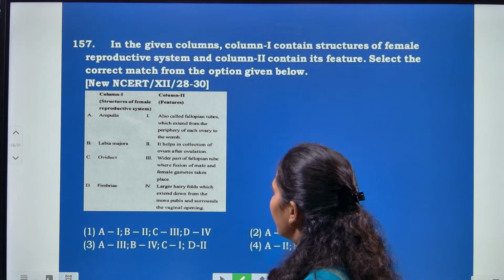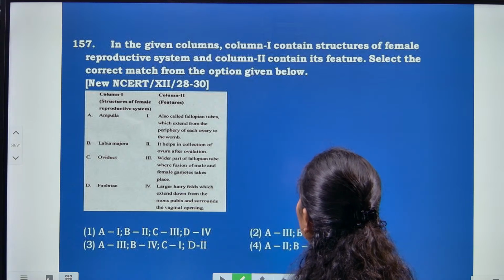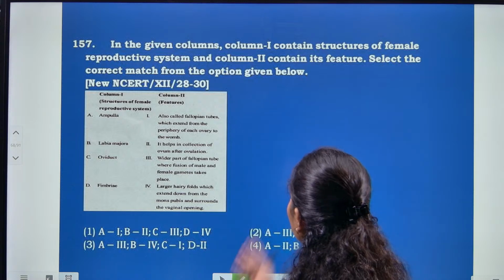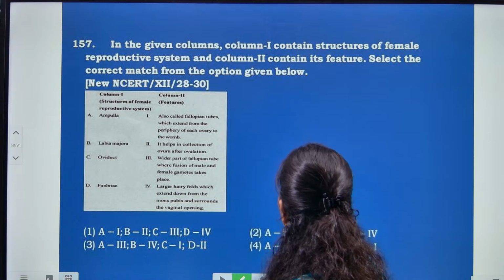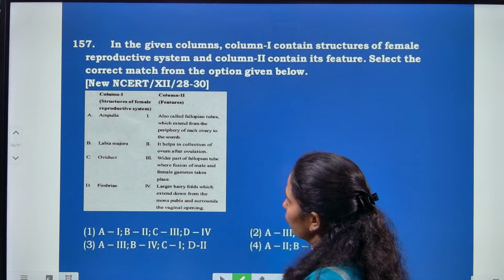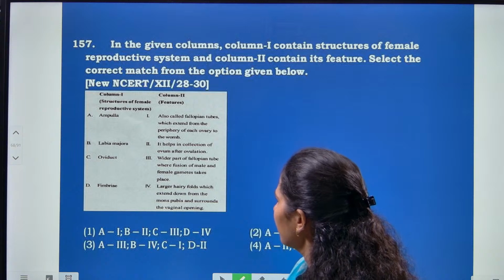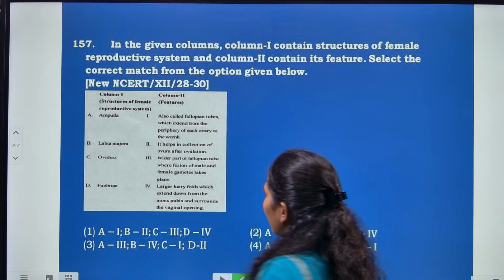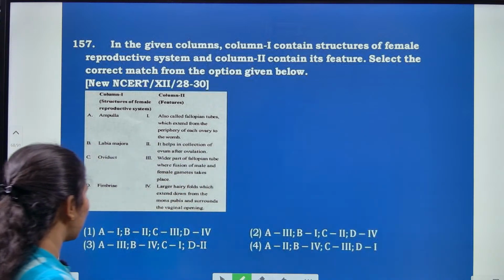Okay. Next, in the given columns 1 and 2, structures of the female reproductive system are going to be matched with their features here. You have to match column 1 and 2 here. So they have given the ampulla, labia majora, oviduct as well as the fimbriae.